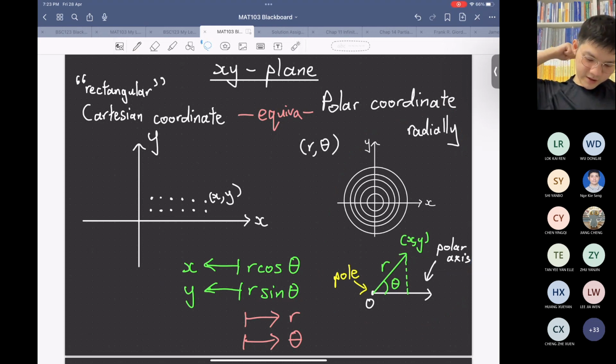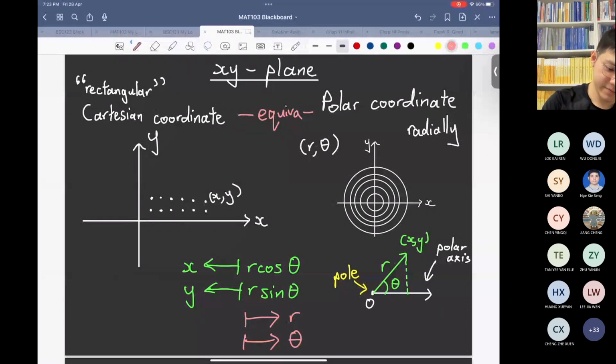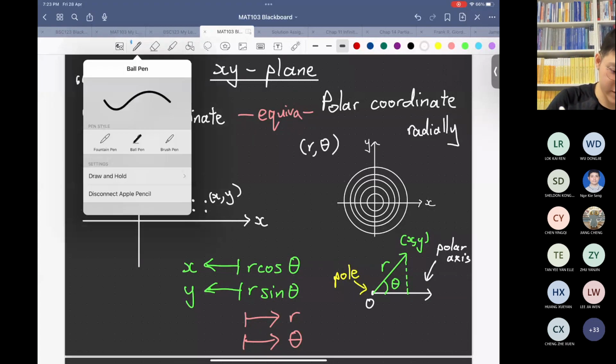So algebraically, what are r and theta in terms of x and y? I think we can use the tangent to find theta, right? Tangent to find theta. So how? Like y divided by x is tangent. Y divided by x. Okay, so let's try it out.